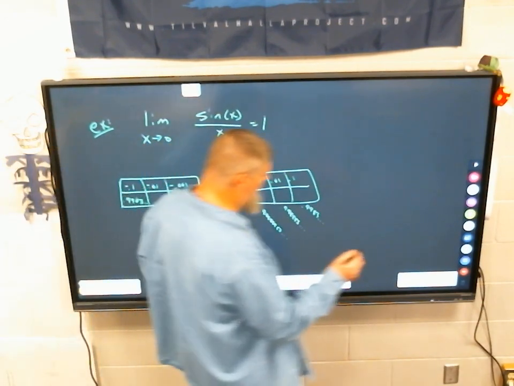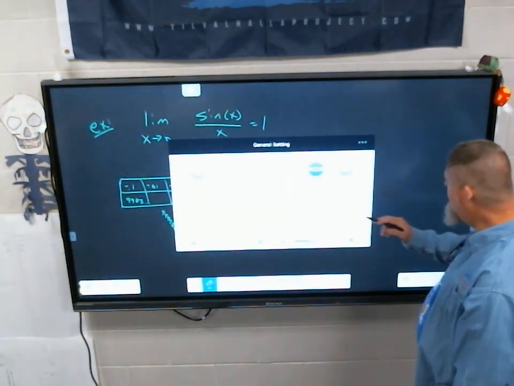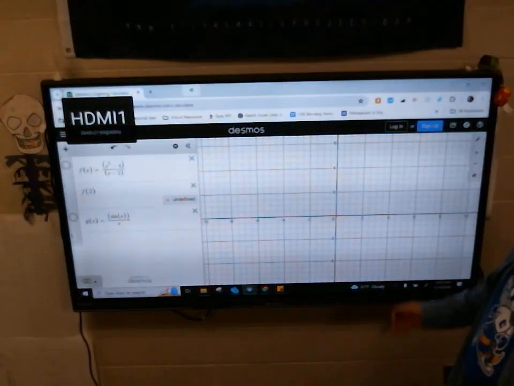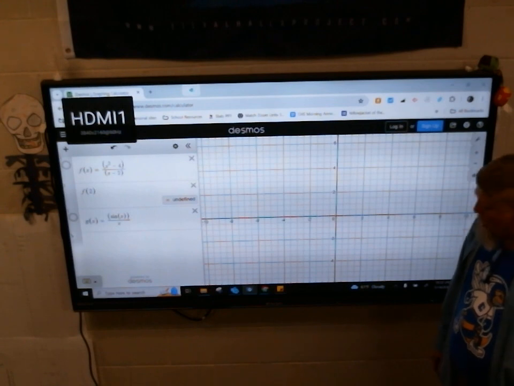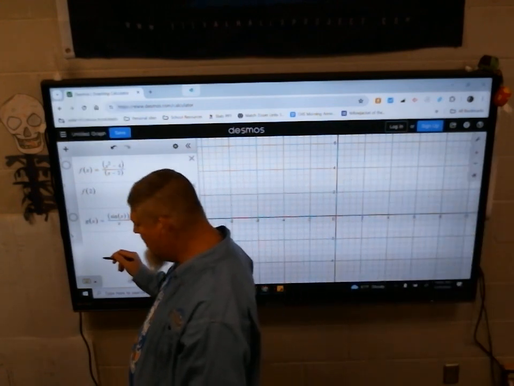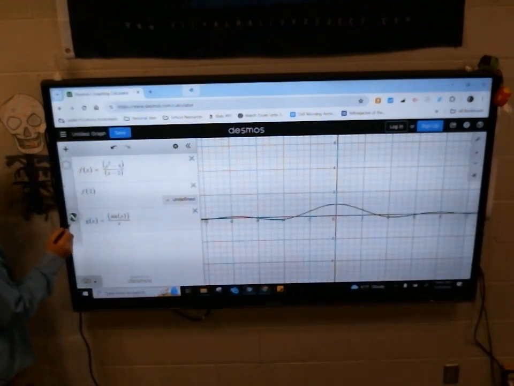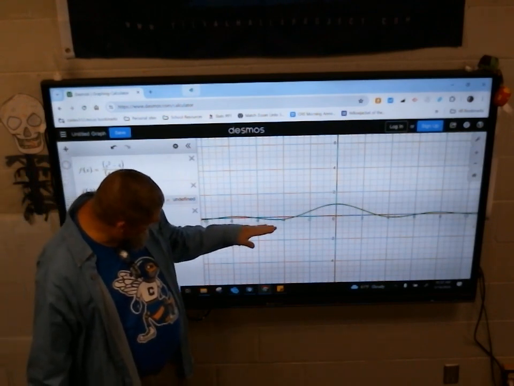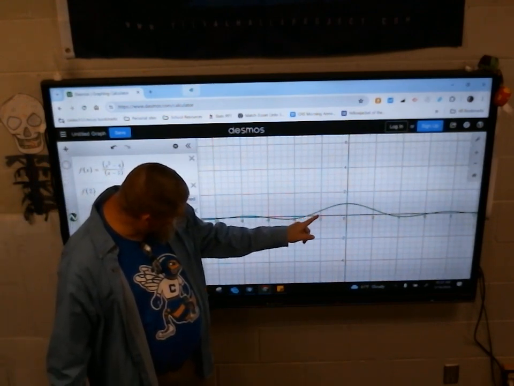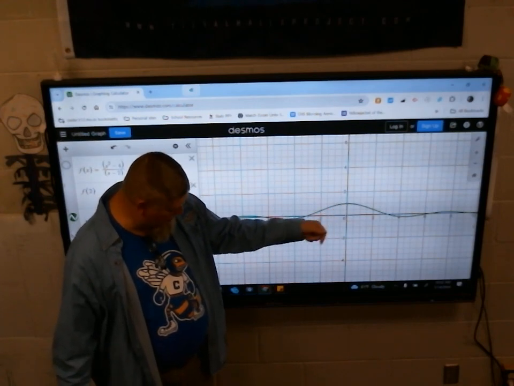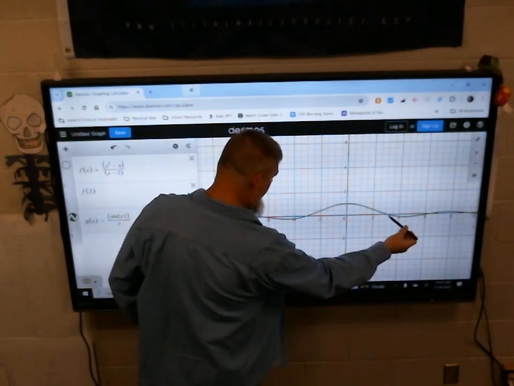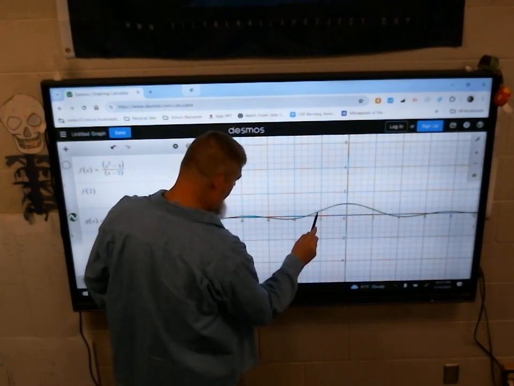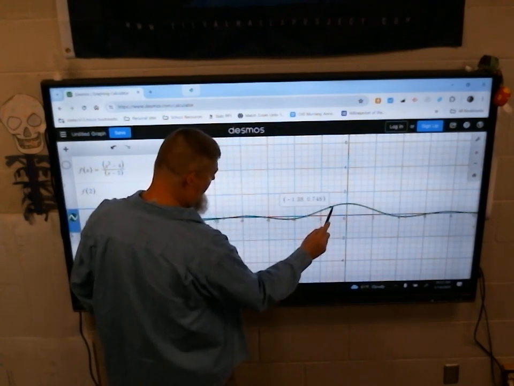Okay, so let's look at a different way of looking at it. This one you'll like much more. Desmos. The one we just did, the sine of x over x. Let's take a look at it. As I'm coming from the left-hand side, it looks like it's approaching a value of 1. As I come from the right-hand side, it looks like I'm approaching a value of 1. You can kind of see and follow it.